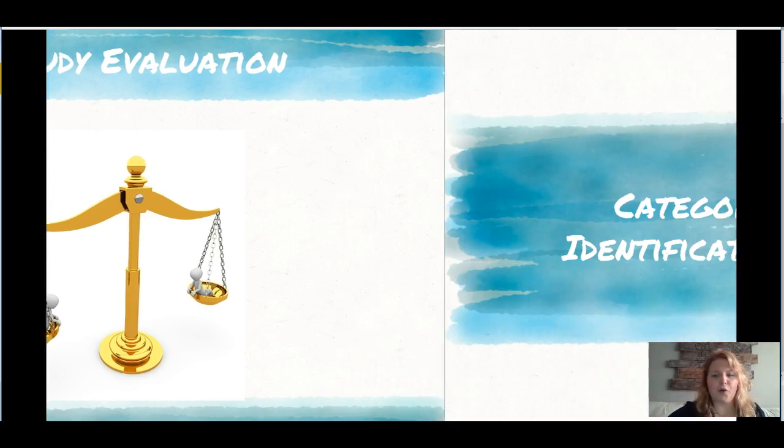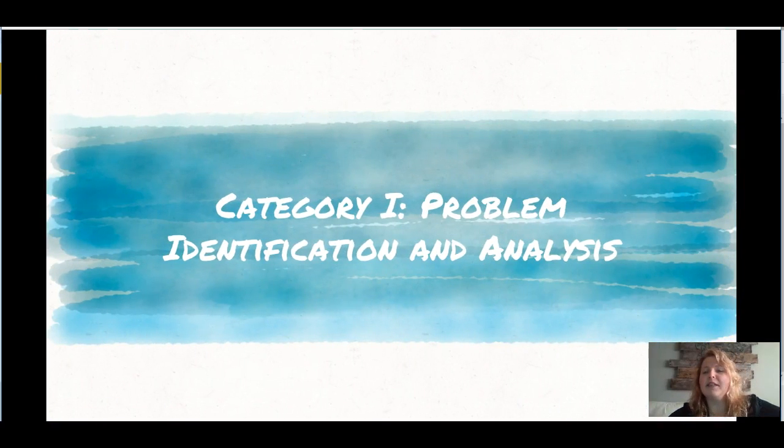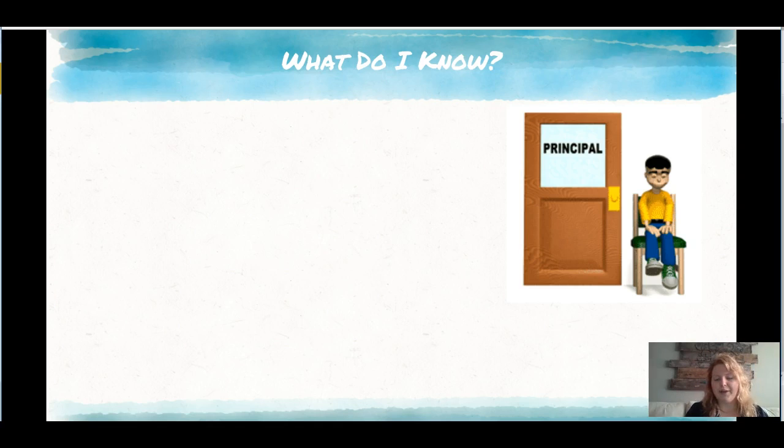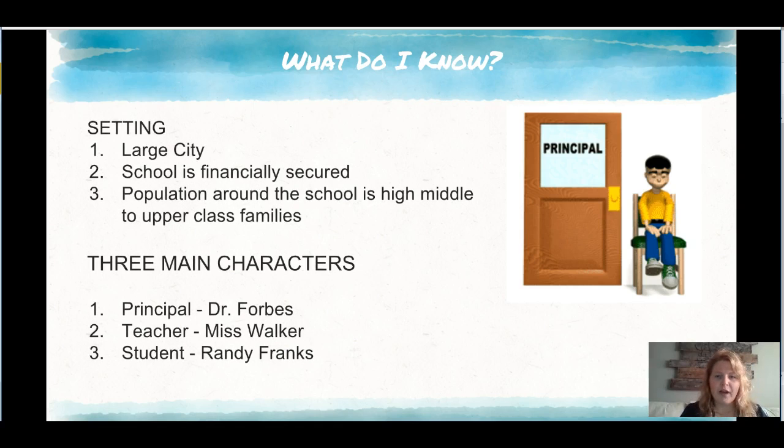So our first category here involves problem identification and analysis. So this is where we're going to learn the who, what, when, and where, and how we're going to solve this. So first off, what do I know? Well, I know we're in a high school. It's in a large city. The school is financially secure. The community around it is very wealthy. The students have the newest technology, newest iPhone, clothes. So we're in a healthy district.